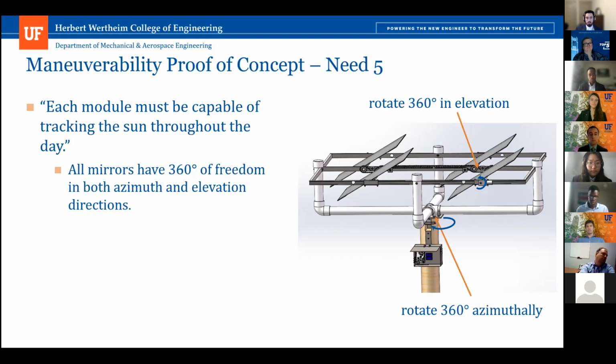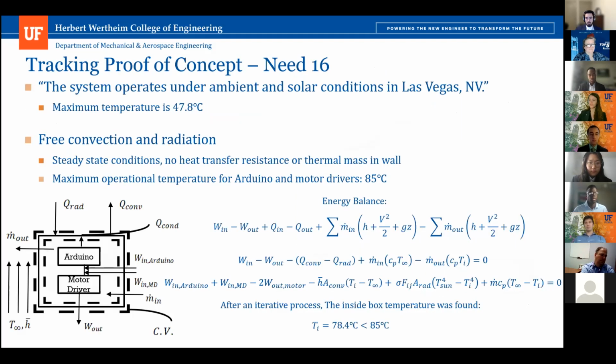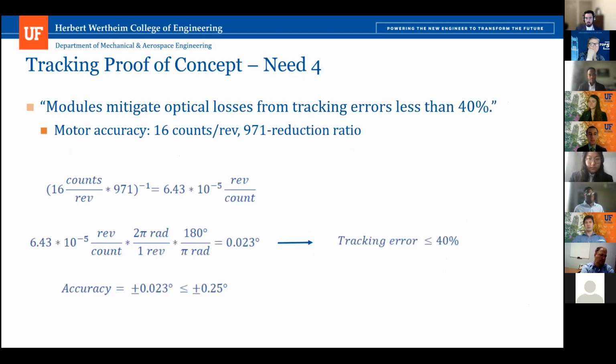And I wonder if maybe you thought that you were interpreting that incorrectly and took an opportunity to ask the customer about that need. Cameron, do you want to take this question? Yeah. So basically what we determined was the motors that we're using have such a small angular accuracy, with the number of counts per revolution, that it was shown that if that was implemented, it will result in tracking errors less than 40% if the motor has that accuracy.